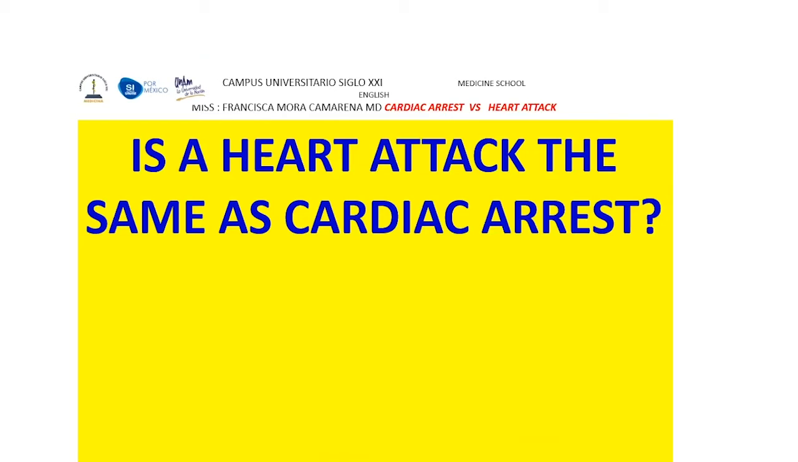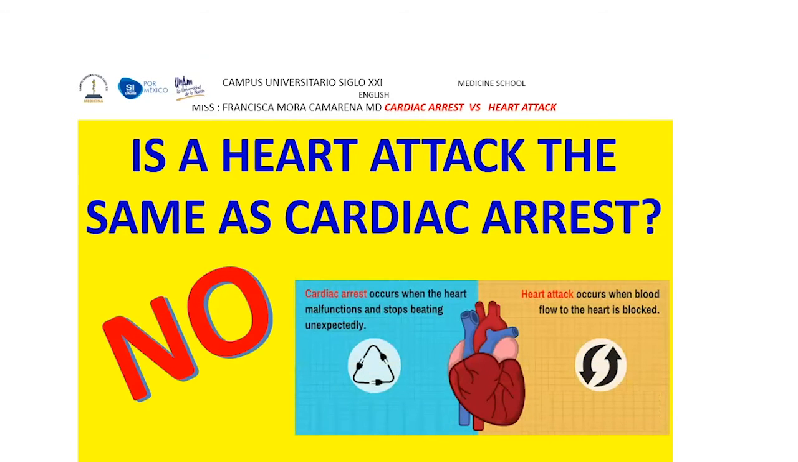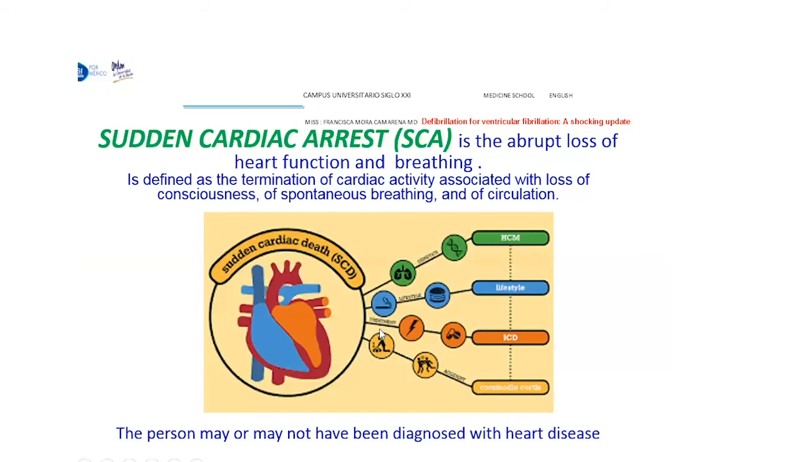And then we had the question, is a heart attack the same as cardiac arrest? Of course, we say it is not. It's not the same because cardiac arrest will occur when the heart unexpectedly stops beating. On the other hand, a heart attack will occur when the blood flow to the heart is blocked. Sudden cardiac arrest, we say, is the sudden loss of heart function and breathing, and it's associated with the loss of consciousness, spontaneous breathing, and circulation. These patients may or may not have been diagnosed with heart disease.